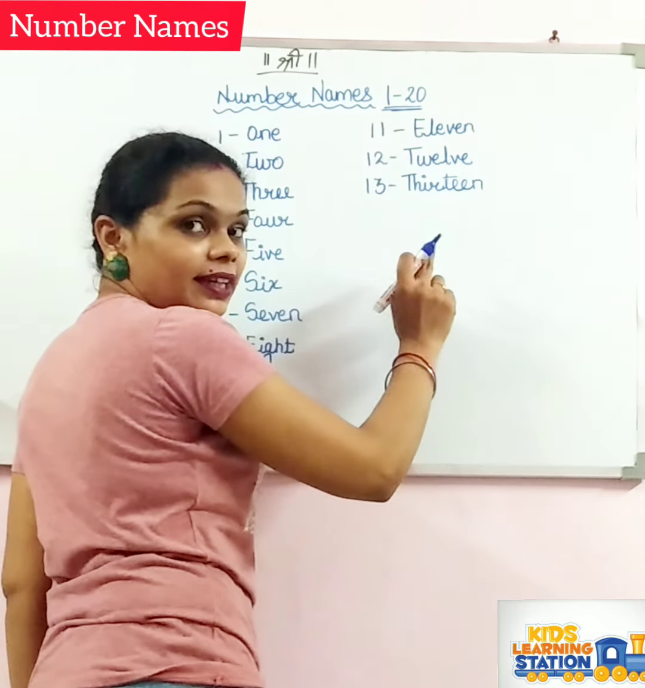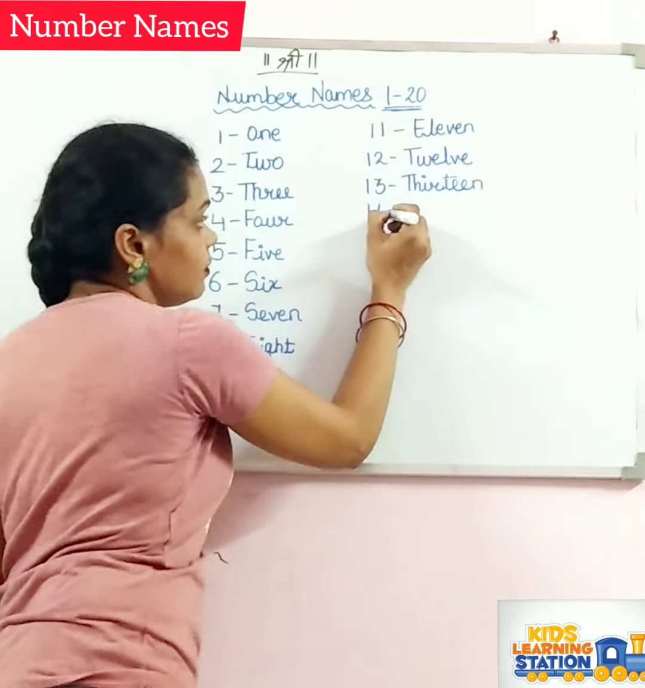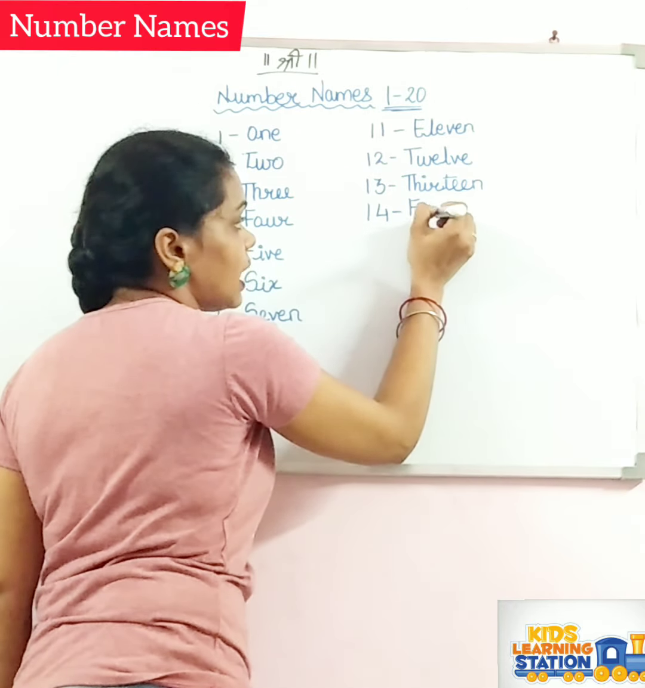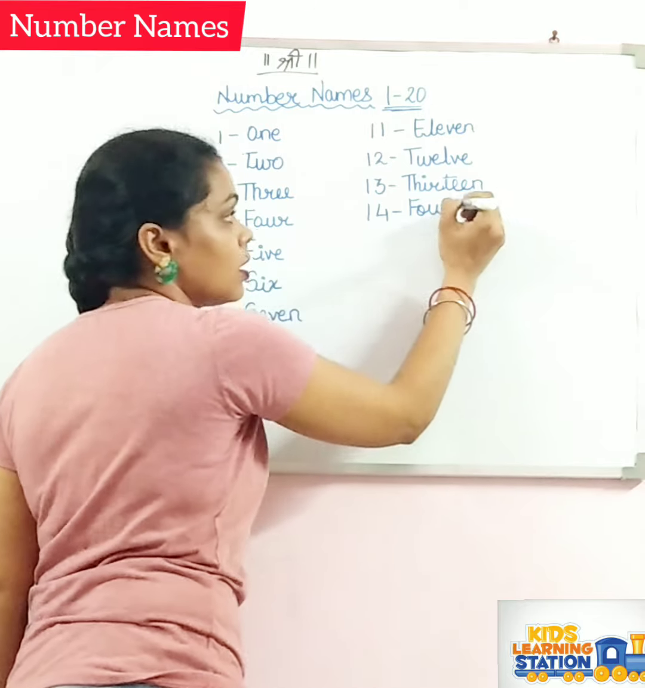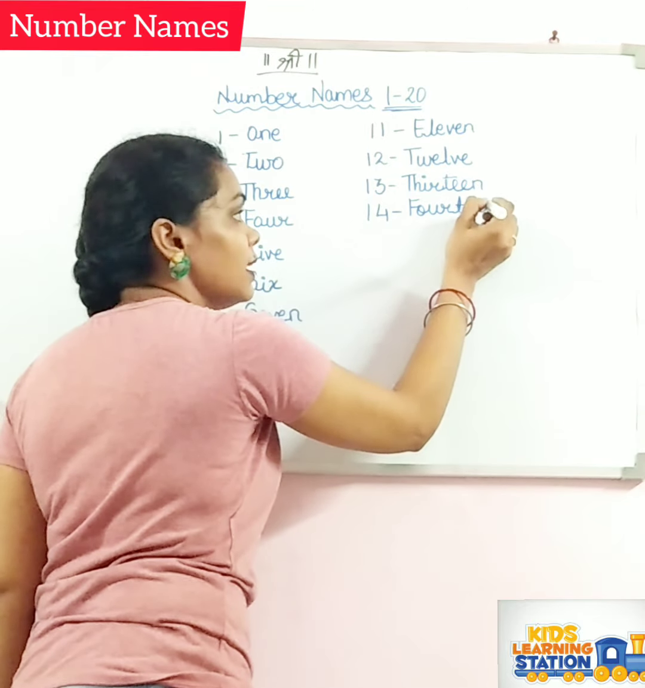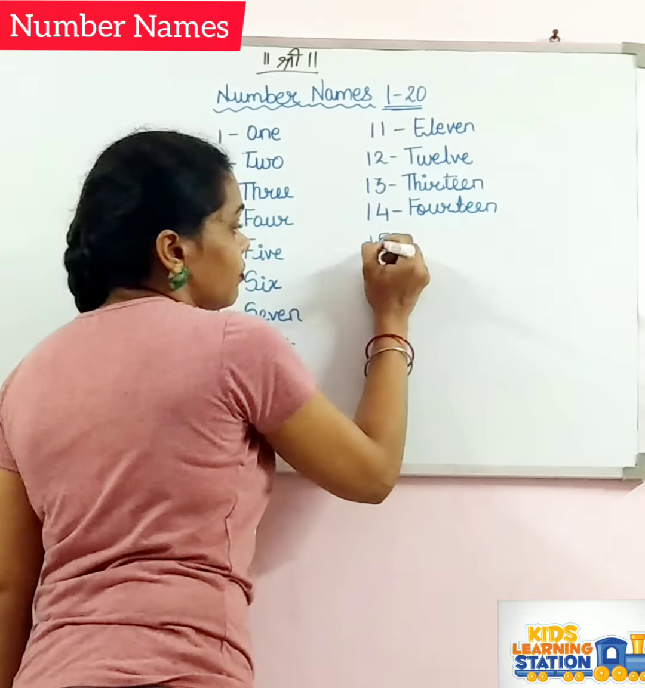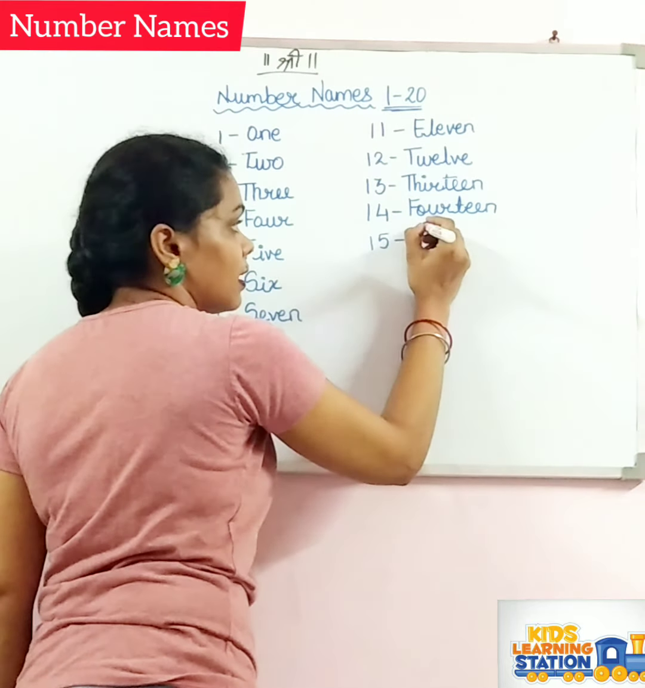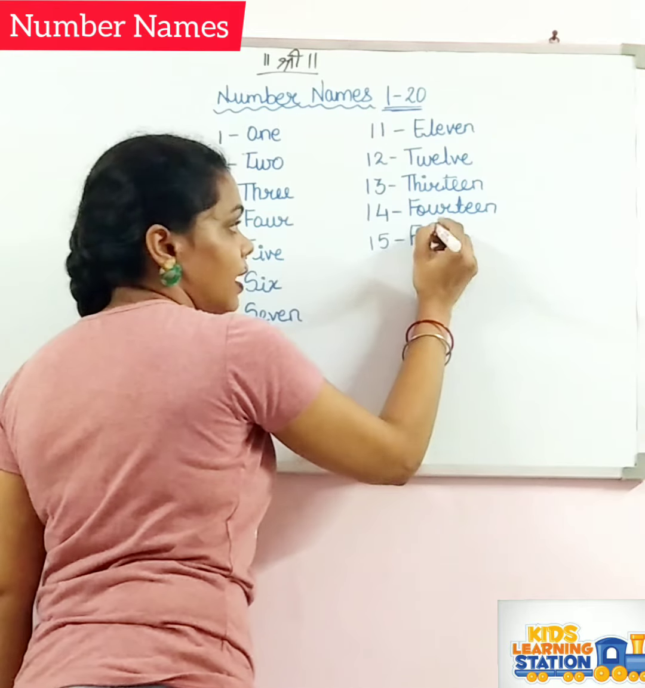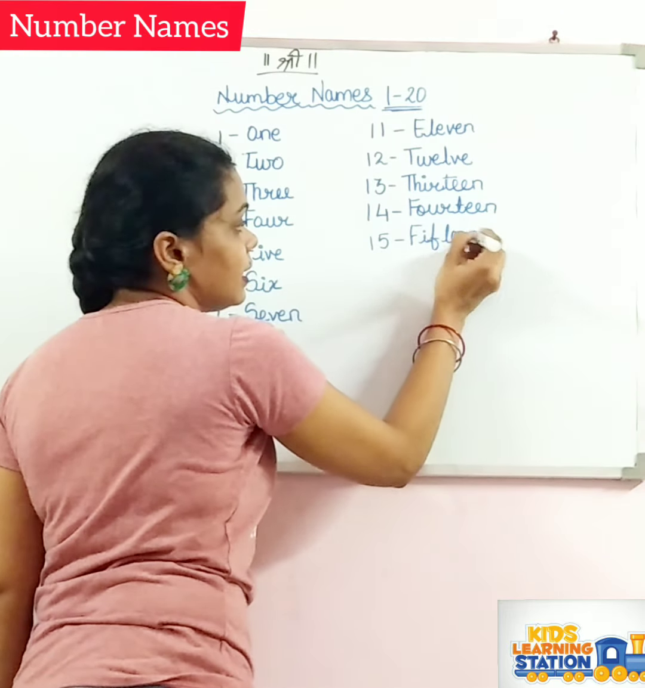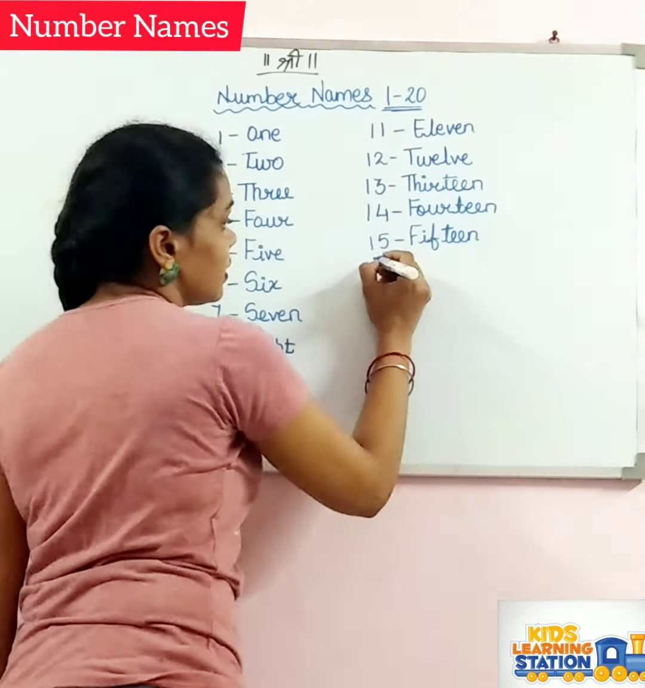10, 13. 14: F-O-U-R, 4, T-double E-N, 10, 14. 15: F-I-F, double E-N, 10, 15.